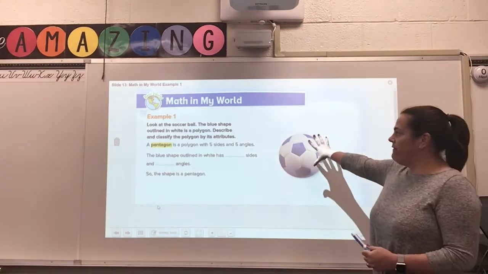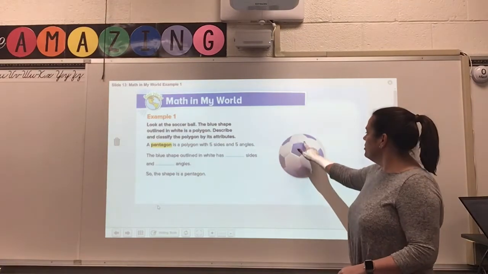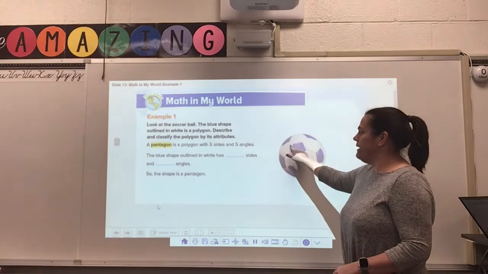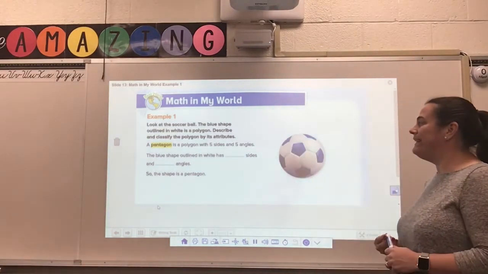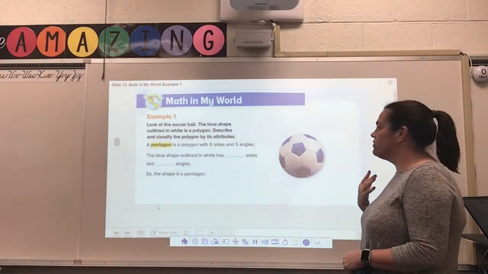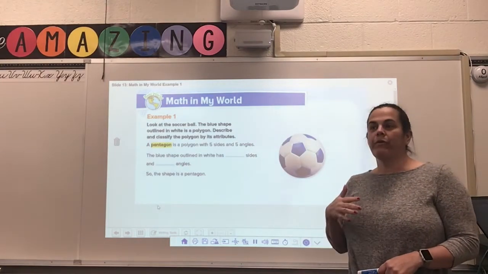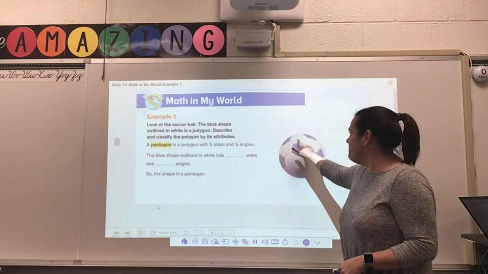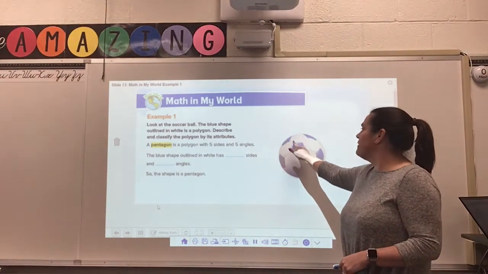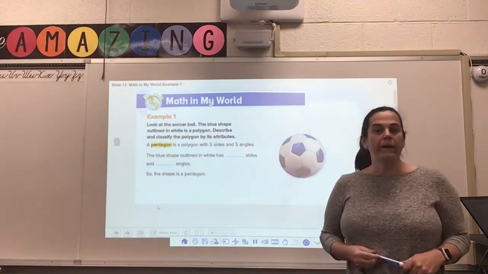So here we have a soccer ball, and we're not going to look at the whole soccer ball. We're just looking at the blue shape that's outlined in white here. And we're going to describe and classify the polygon by its attributes. Describe and classify. If we classify, that means we're naming it. If we're naming that shape, that polygon, we're going to use its attributes. That means the number of sides and angles it has, so that then we can name what kind of polygon it is.